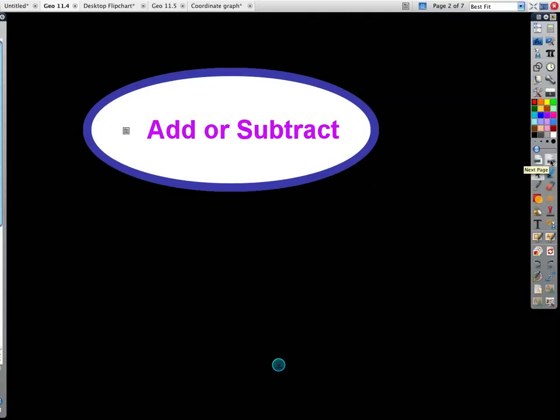Basically, when you're working with composite figures, you're either going to be adding the parts or subtracting out a piece or parts. So you're going to find the area of one whole piece and add on other areas, or find the area of one whole piece and then subtract some other areas. So your goal here is to add or subtract the parts.